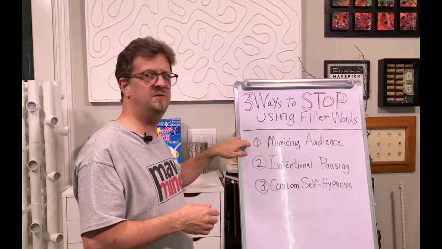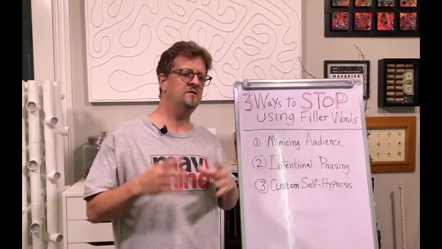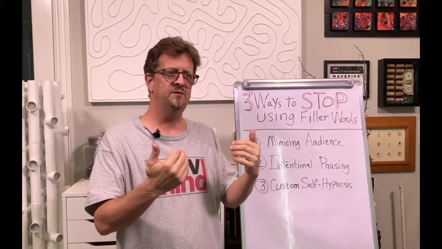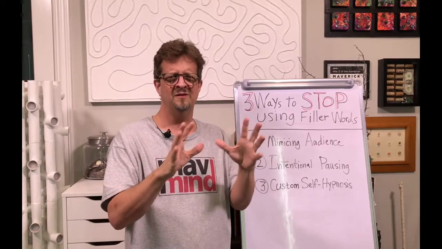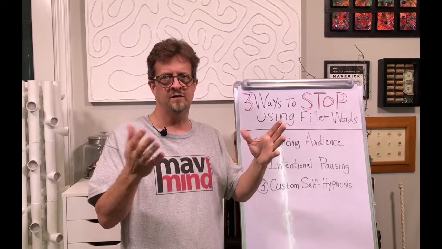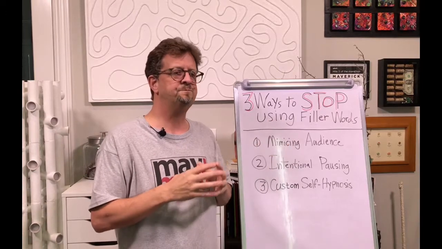So the first one is mimicking audience. What this is: you get 2 or 3 people, usually you want that many or more, to help you with it. Get on a Zoom with you, or be in an audience in person if you decide to do that.